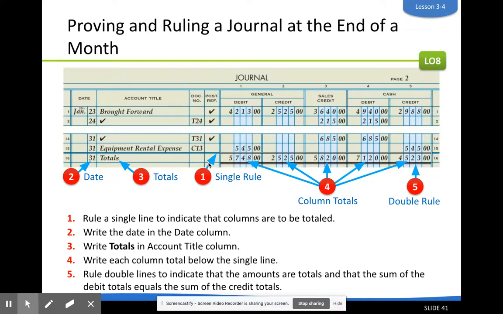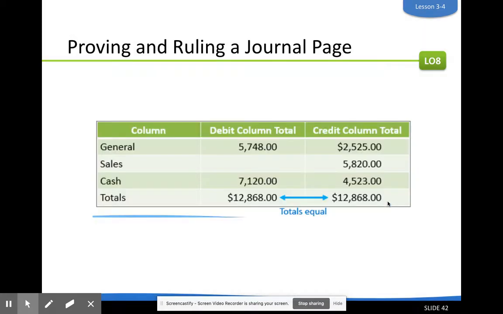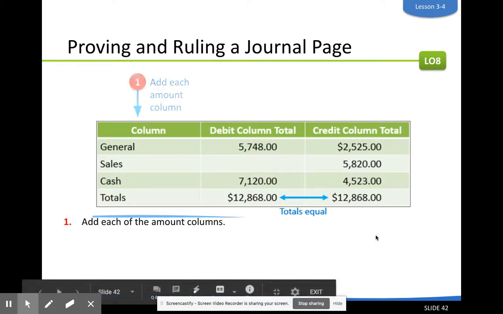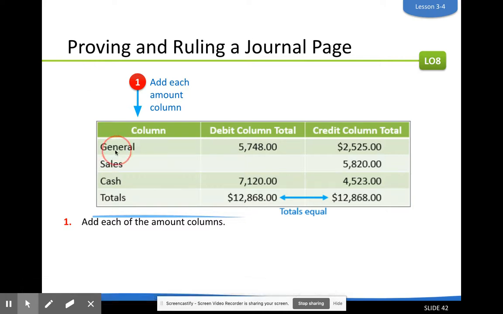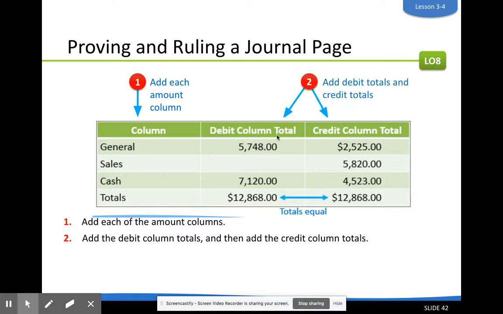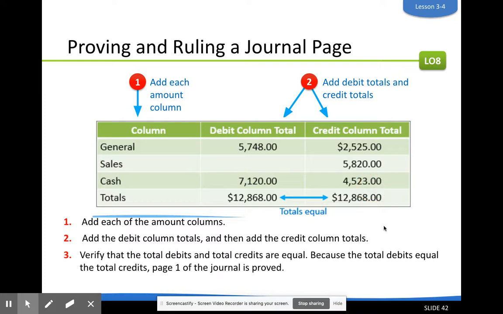So how do we confirm that debits equal credits other than manually adding the 2 debit amounts and the 2 credit amounts? Well, we could use something called proving and ruling a journal page. So we have our different columns, general, sales, and cash. And we'll do this in the work together as well. And then we take the numbers straight from those totals and fill in these columns. So we have a general debit amount and a general credit amount. For sales, we only have a credit because we don't ever debit sales. Cash, a debit, and a credit.